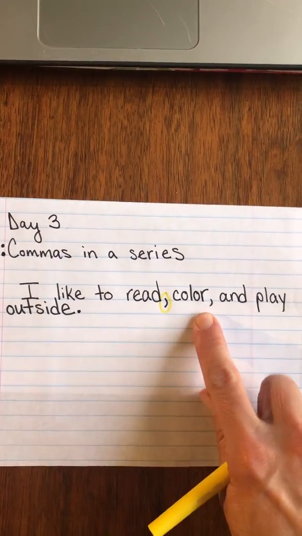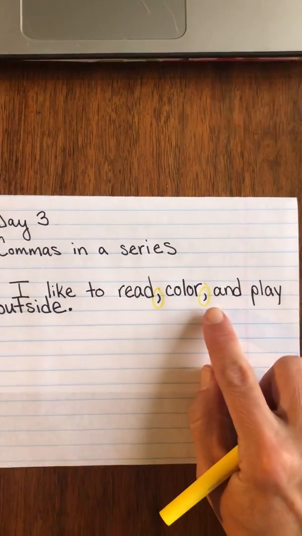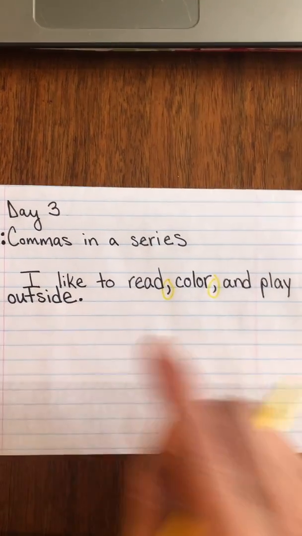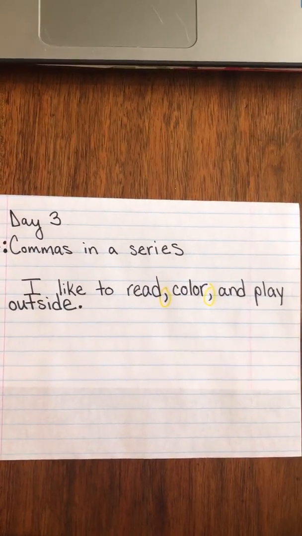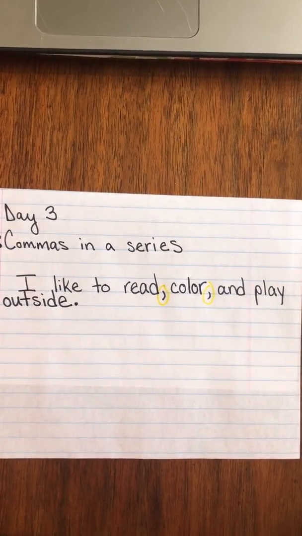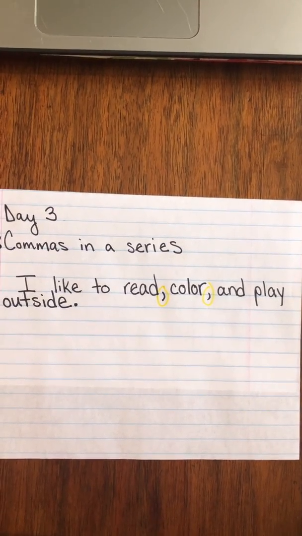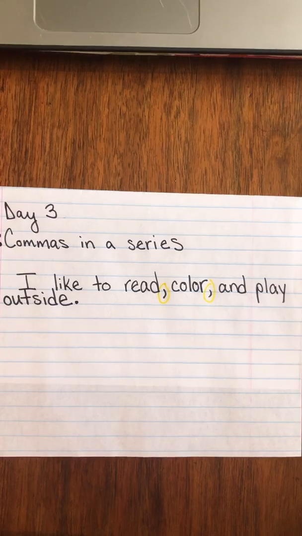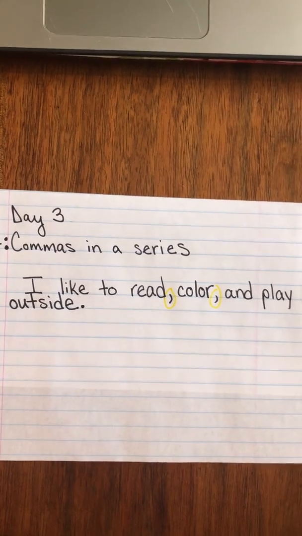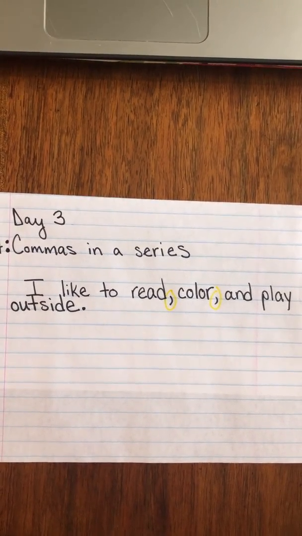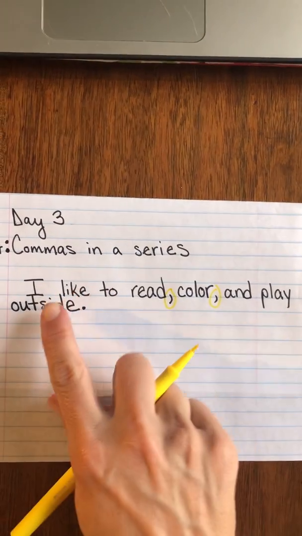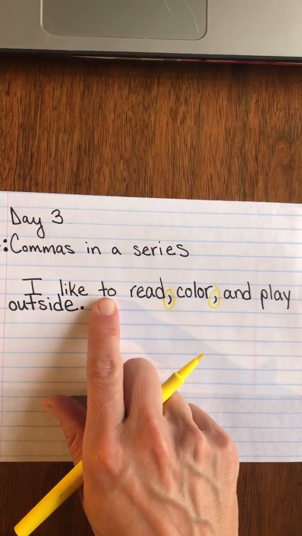So I read, color, there's that comma, and then the last item in my list, I use the word and: play outside is the last action that Mrs. Duncan likes to do. So instead of saying, I like to read and color and play outside, I'm using commas in a series to avoid becoming repetitive with that word and. It becomes what good writers call a run-on sentence. And I know as fantastic first graders that we are learning to not use run-on sentences. So again, commas in a series to combine ideas that go together.